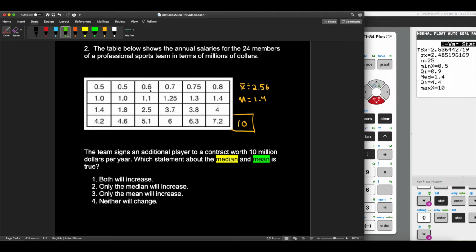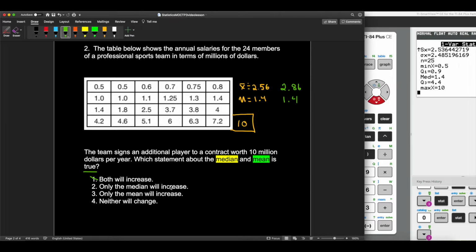I'm going to put that here. 2.86. And the median is 1.4. It's the same thing. Oh my God, that's so crazy. They're equal, guys. All right, here we go. The team signs additional player. Which statement, and here it is again, guys, is true. Okay, so what does it say about the mean and median? Both will increase. Well, did both increase? The mean definitely increased, but the median stayed the same. So that is not true.